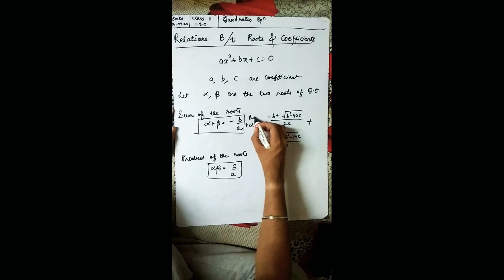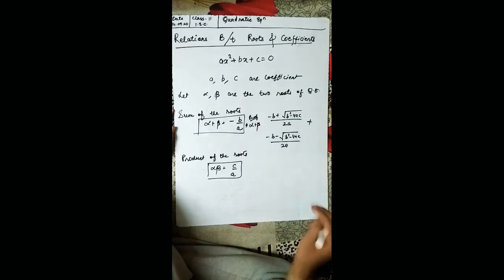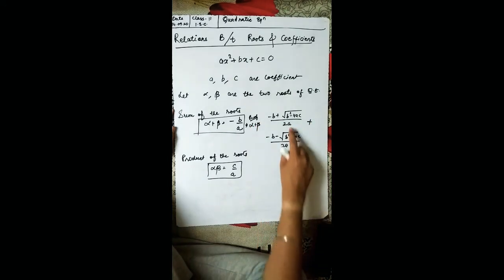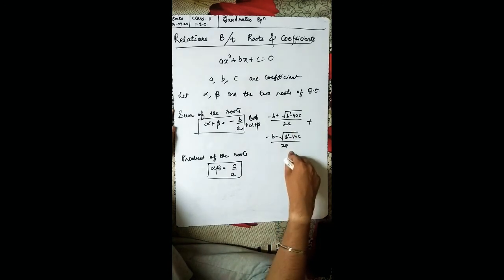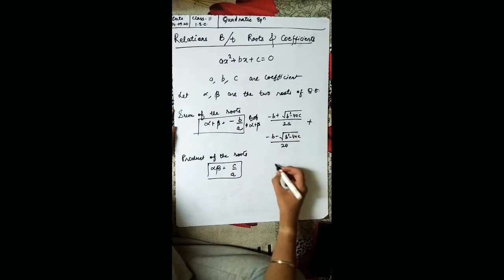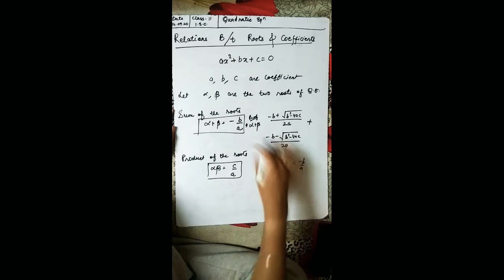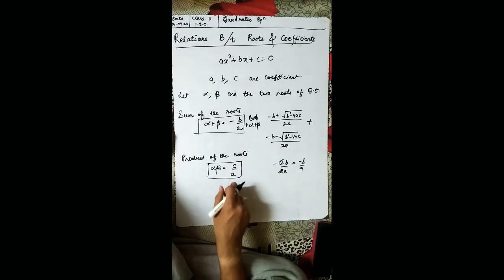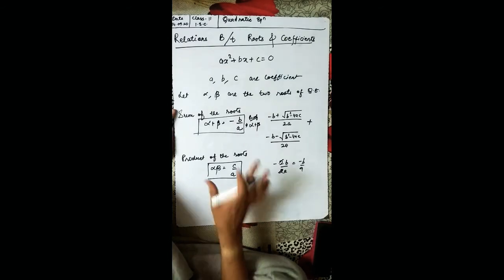This is the proof. If you add both of them, you will see that the denominator is the same. This will be cancelled with this one. You will get minus b upon 2a. So minus b upon a. So that is how you can go ahead and do for this one also. Okay, understood? I guess you have understood.